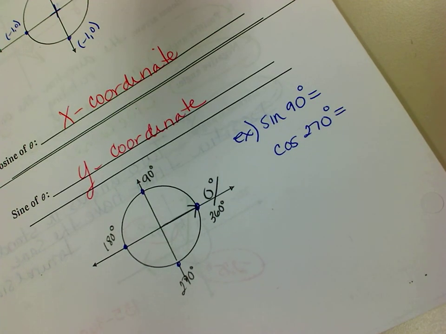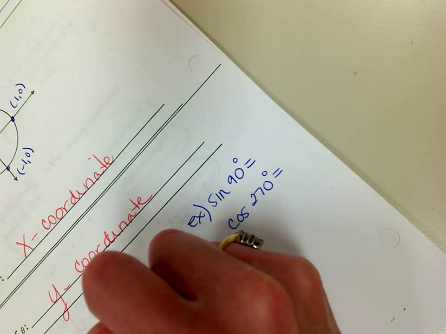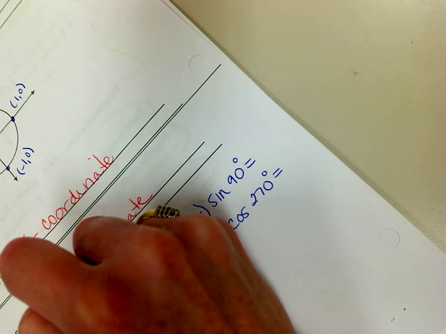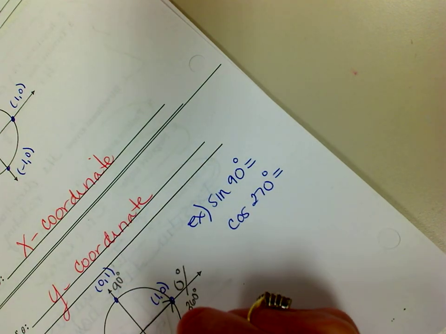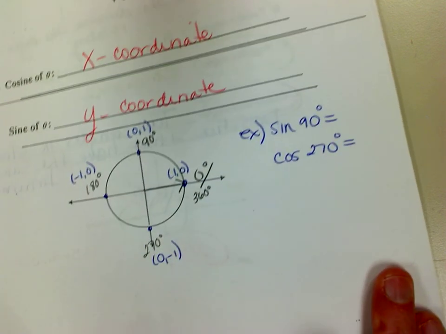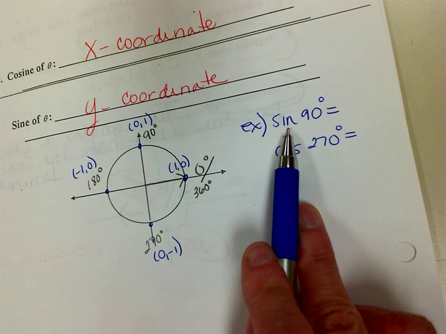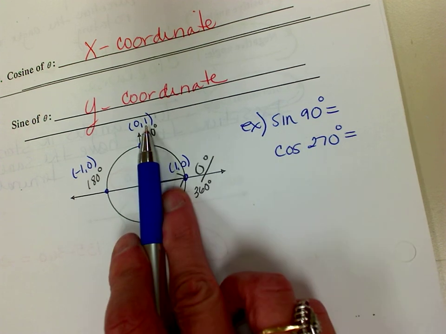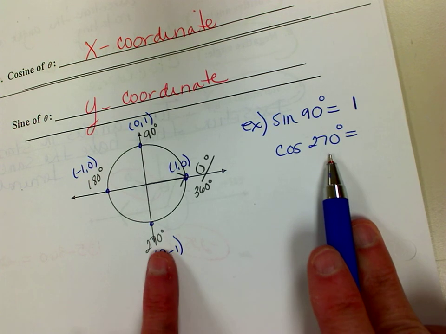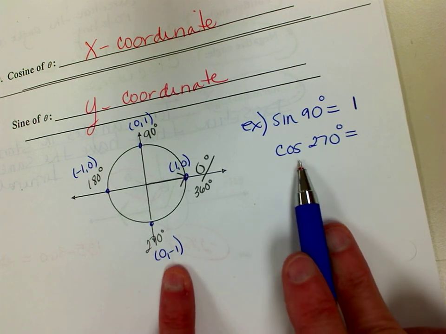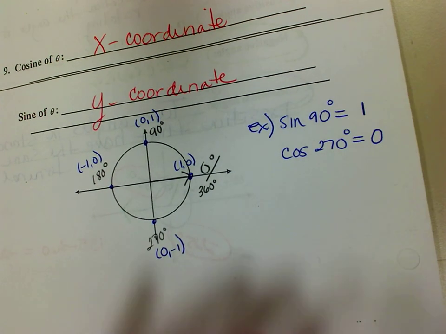So again, if I recall the ordered pairs that I have up atop there, I'm going to rewrite those in. So let's look at 90 degrees first. Here's 90 degrees. Since sine is the y value, my answer is 1. Now I'm going to look at 270. Here's 270. Here's my ordered pair. Cosine is the x-coordinate, so my answer to this one is 0.